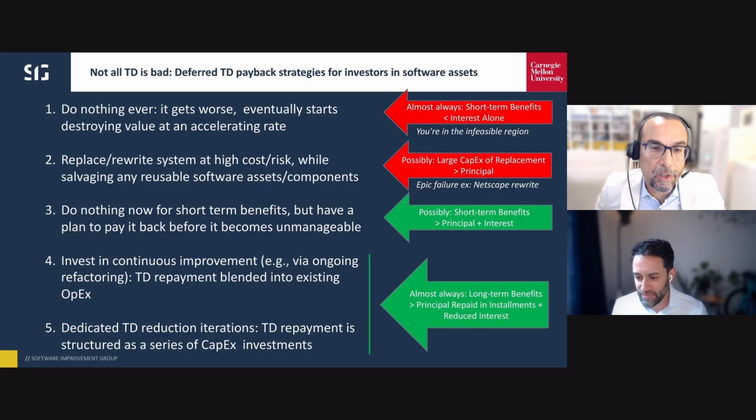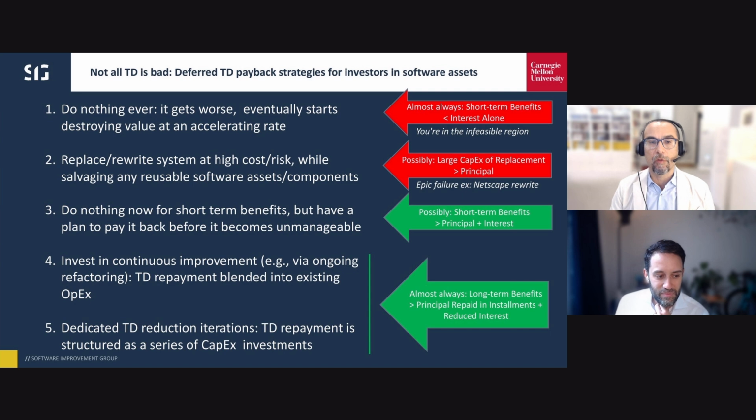Yeah, so let's talk about those mitigation strategies, and we can list them from basically least feasible to most feasible. So we do this by accepting that not all technical debt is bad. So deferring technical debt and paying it back in installments, or even in certain circumstances, not paying it back at all, may be an option. So let's start with that option first, doing nothing ever, and then we accept that it's going to get worse, and we accept that it's going to eventually start destroying value at an accelerating rate. So this is almost always the case when the short-term benefits are much lower than the interest alone. You are basically operating in the chart that I've shown you before in the infeasible region.